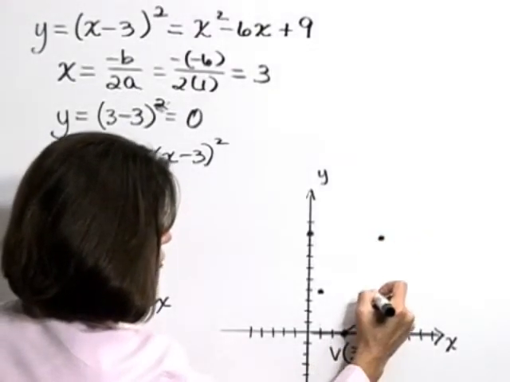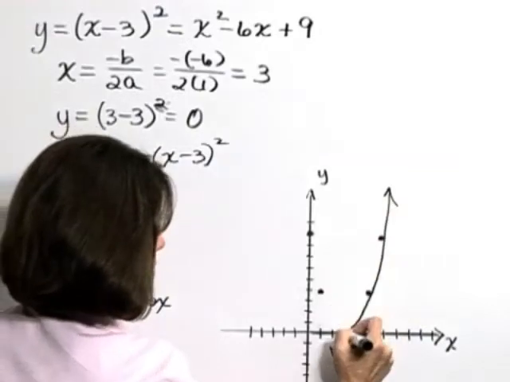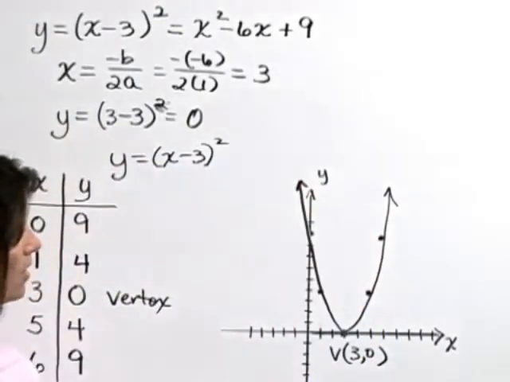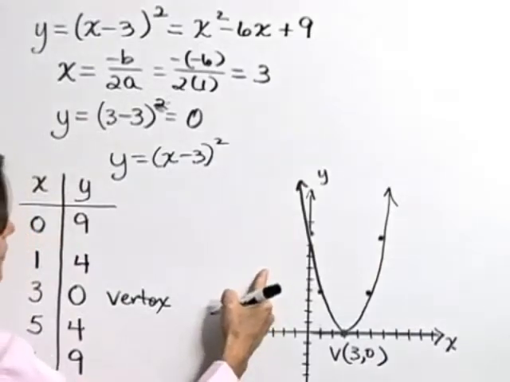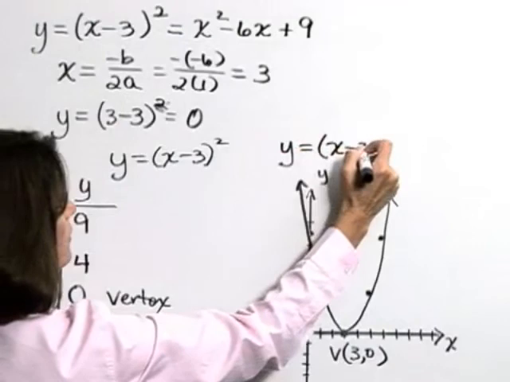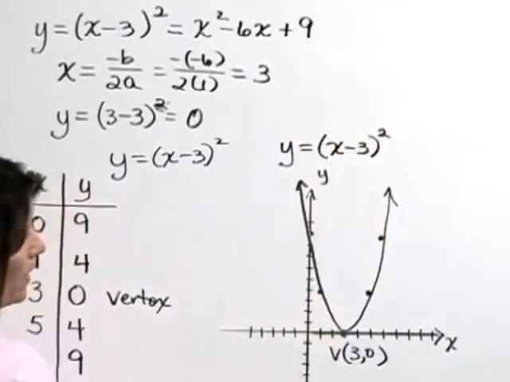Let's sketch the graph now, trying to draw a smooth curve through all of those points. So we do indeed have the graph of this parabola, y equal x minus 3 quantity squared, and we've identified the vertex at 3, 0.